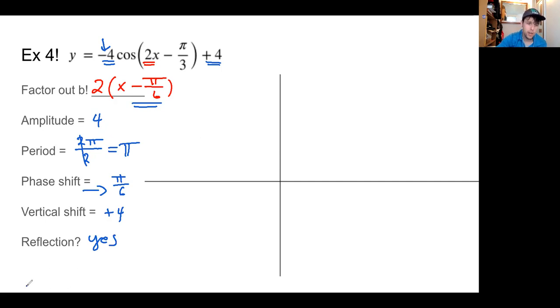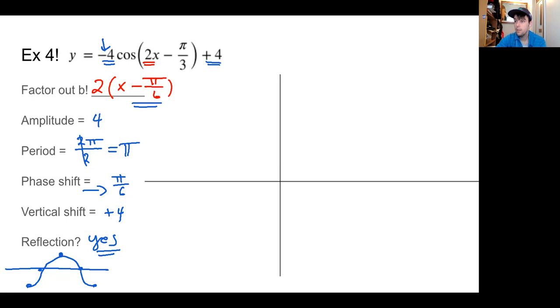Let's go ahead and show that real quick. So a reflected cosine graph is going to look something like this. Starts at minimum, ends at minimum, in the middle it's at maximum, and in between those, it's at its midline. So with a reflected cosine graph, make sure when we plot our points, that's what we're doing.